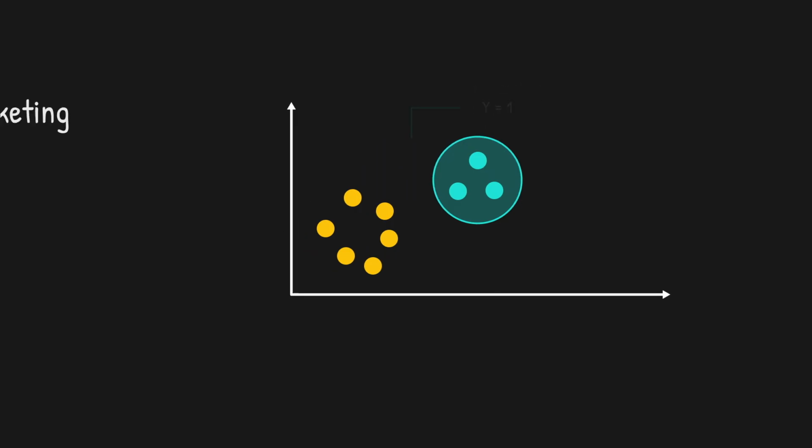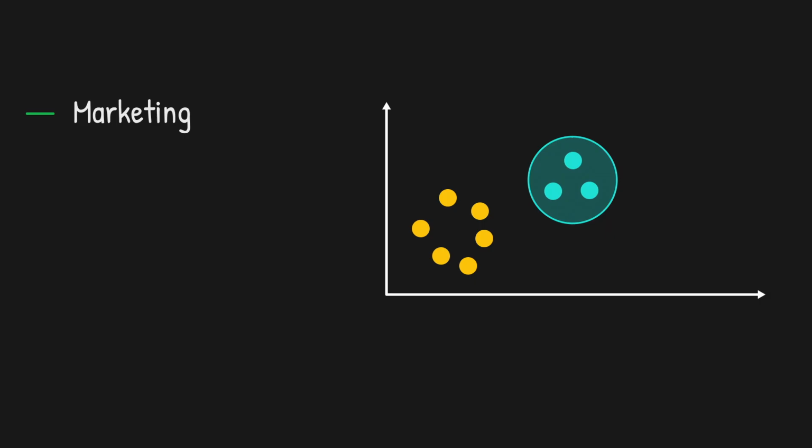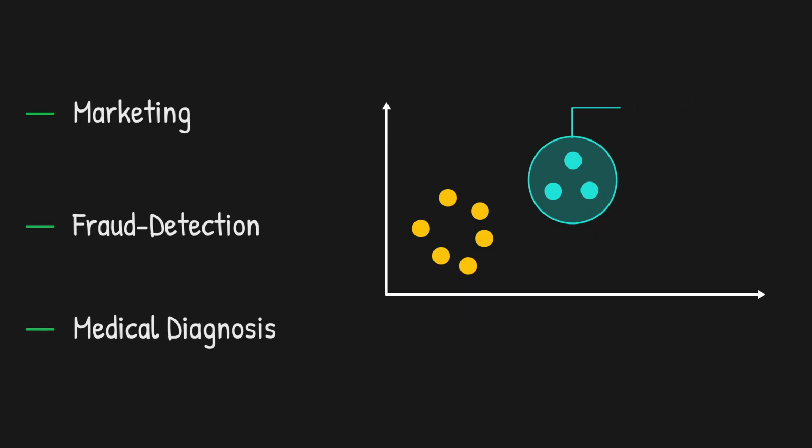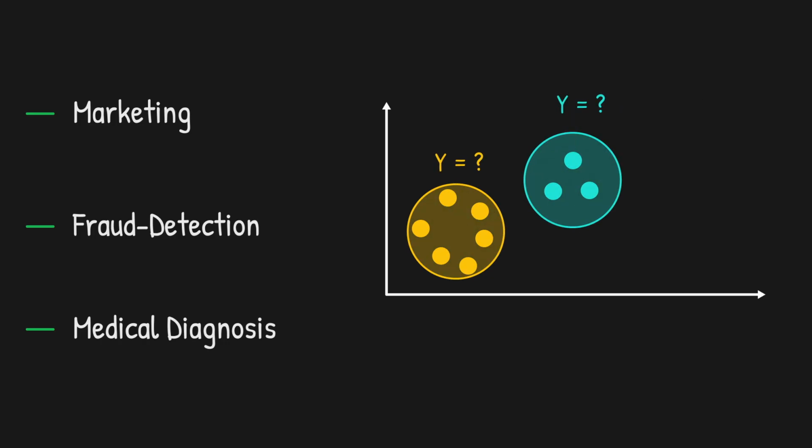Examples of that can be seen in marketing, where the positive class is customers who churned. In fraud detection, the positive class is fraudulent transactions. And in medical diagnosis, the positive class is the diagnosis of a disease, and so on and so forth. And because we have control over the label y, we have to be very careful with how we choose them, and we'll see why shortly.